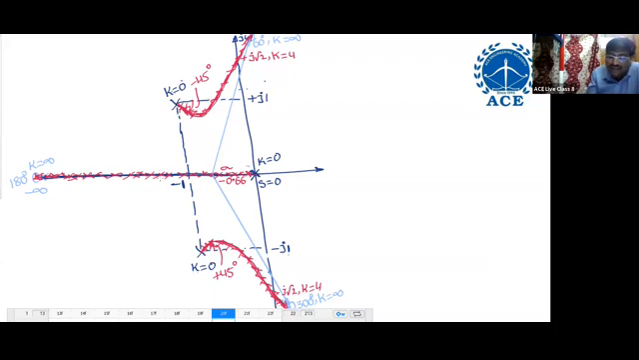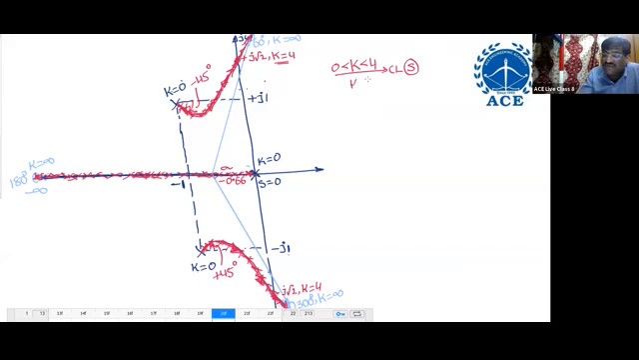As K increases, this pole goes to the left. We don't have any problem about the real axis pole. But these complex poles are moving toward the right. When they come to the imaginary axis, K is 4. That means K greater than 0, less than 4, the closed loop system is stable. K here 0, here 4, greater than 0, less than 4, the system is stable.